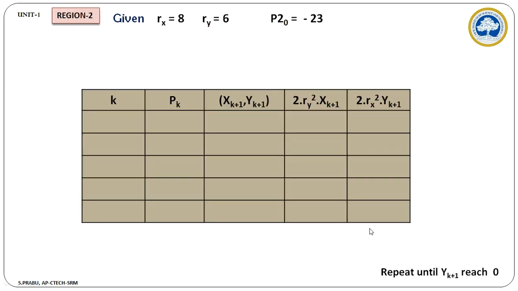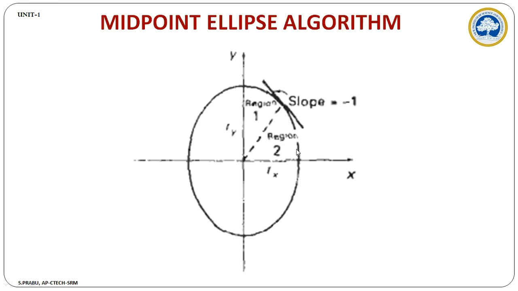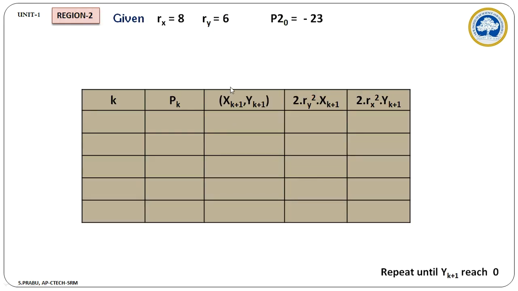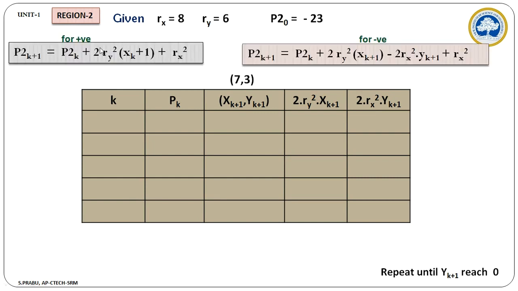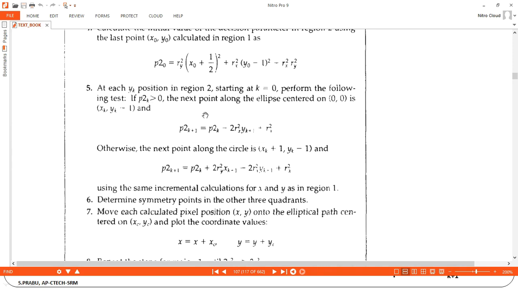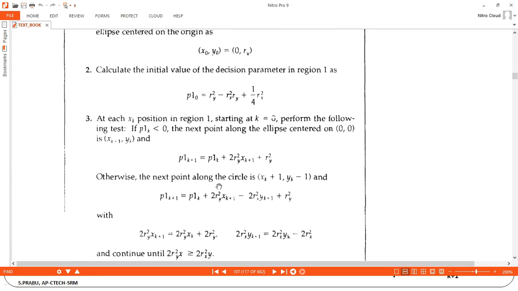Like region 1, I can draw the tabular column. I repeat the calculations until the yk plus 1 reaches the value 0. That is, it reaches the x-axis value. So the starting point is 7, 3. That is the end point of the region 1 value. And I write the formula given in the algorithm. In the algorithm, the second part is dealing the positive value. Just note this difference between the region 1.